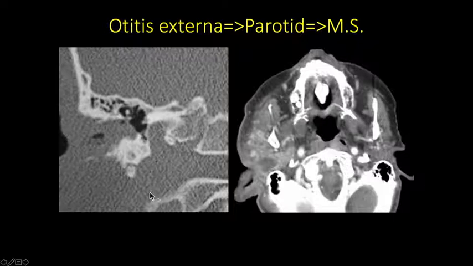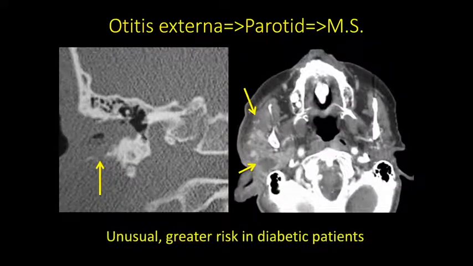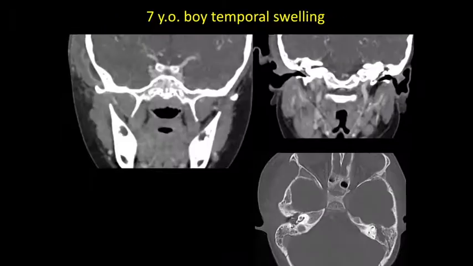This is less common. Otitis externa could secondarily affect the masticator space by crossing the parotid space first. So here we have a patient with disease in their external auditory canal, and they're developing an abscess in their parotid, and the infection is spreading further anteriorly to involve the masseter. This is less common. More typically see this in somebody with some kind of immunocompromise like diabetes.